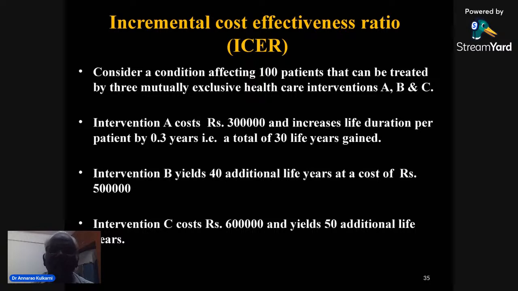Consider a condition affecting 100 patients that can be treated by three mutually exclusive healthcare interventions, A, B, and C. Intervention A costs 3 lakh rupees and increases the life duration of each patient by 0.3 years, that is, 30 years for 100 patients at a cost of 3 lakh rupees. Intervention B yields 40 additional life years at a cost of 5 lakh rupees. Intervention C costs 6 lakhs and yields 50 additional life years for those 100 patients.